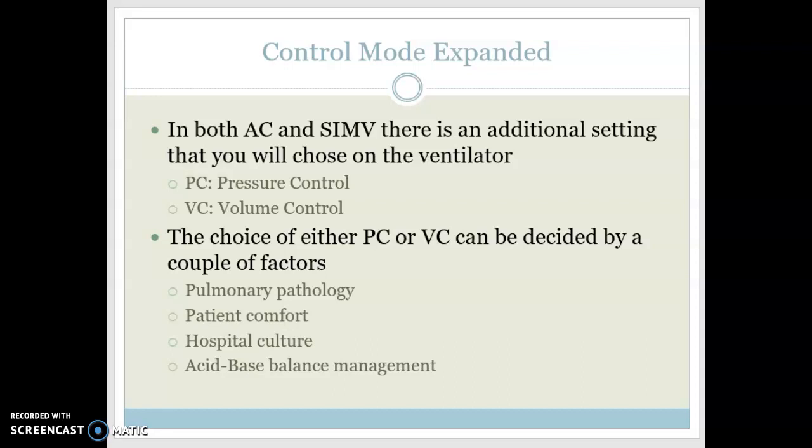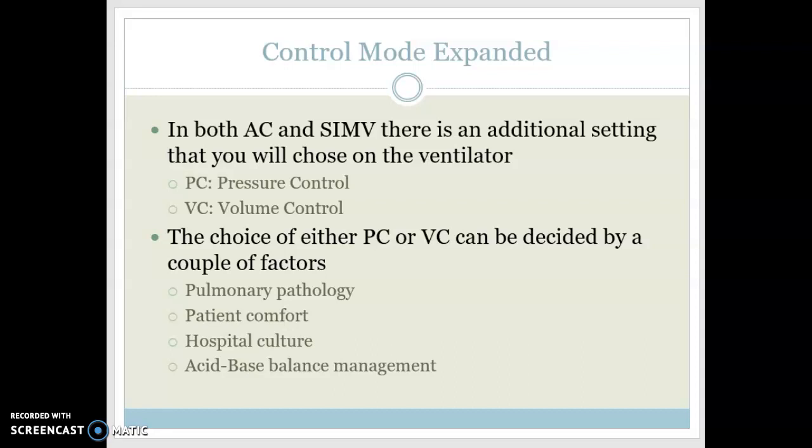So in the two main hospitals in the area, the University of Utah and Intermountain Healthcare, Intermountain mostly uses volume, the U mostly uses pressure. Both are fine, both are appropriate. I want to teach you guys both so you're proficient in both, so that you are a nicely rounded, ready-to-go respiratory therapist with a toolbox full of tools ready to help your patient with whatever they need. But just know that can be a factor.